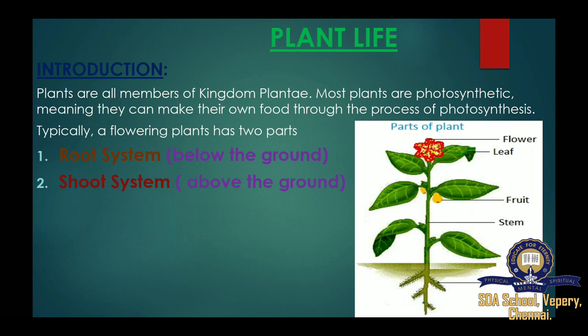Plants are all members of kingdom Plantae. Most plants are photosynthetic, meaning they can make their own food through the process of photosynthesis. They are eukaryotic, made up of complex cells with many organelles, and their cells have a rigid cell wall that gives them structure. There are hundreds of thousands of different plant species in the world.